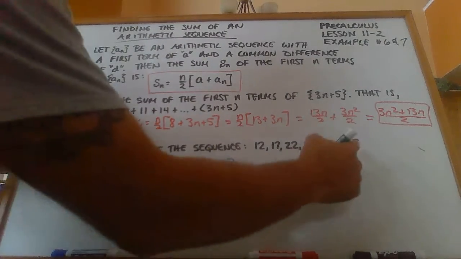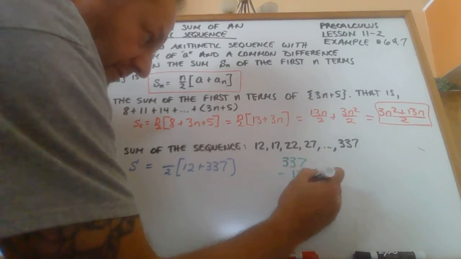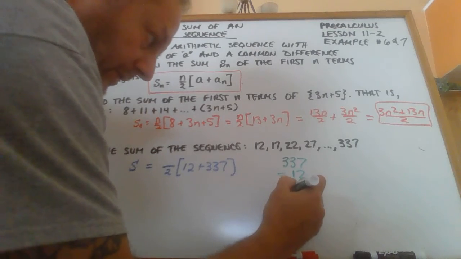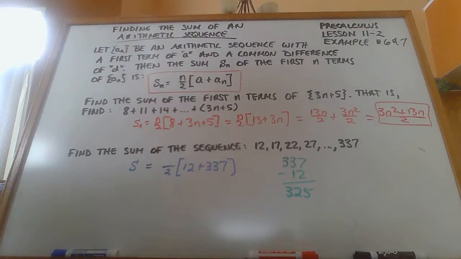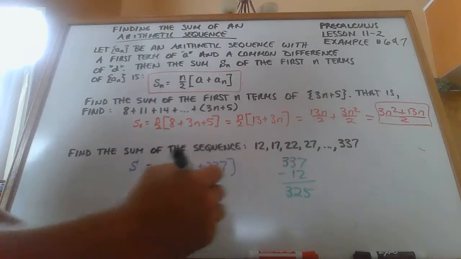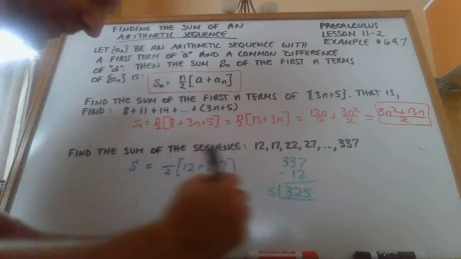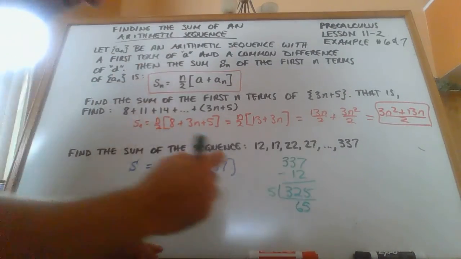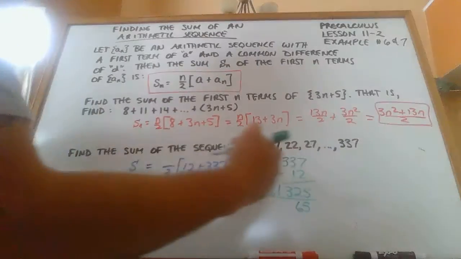Well, we're going to take the last term and we're going to subtract the first term. So that's going to be what? 325. Okay, that is the sum of all the common differences right there. Okay, now what is the common difference? The common difference, if we look here, we can tell it's 5. So we're going to take this and we're going to divide it by 5. Okay, and that's going to give us 65. That tells me that there are 65 common differences in this sequence right here.